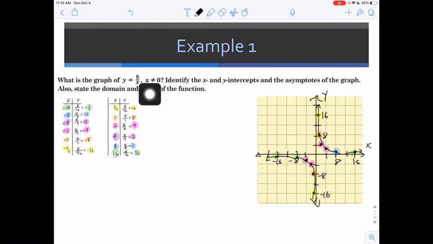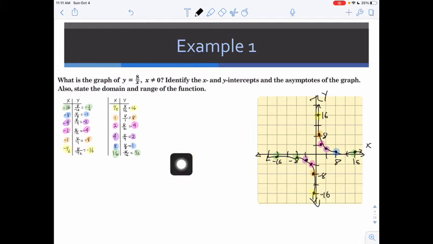Notice that x cannot be 0, so there is no y-intercept, so we're never going to actually touch the y-axis. The numerator is also always 8, so it will never be 0, meaning y will never be 0. So there's also no x-intercept. This tells us that the x-axis is a horizontal asymptote, right here, and the y-axis is a vertical asymptote. Knowing the asymptotes will provide you with the basic shape of the graph.